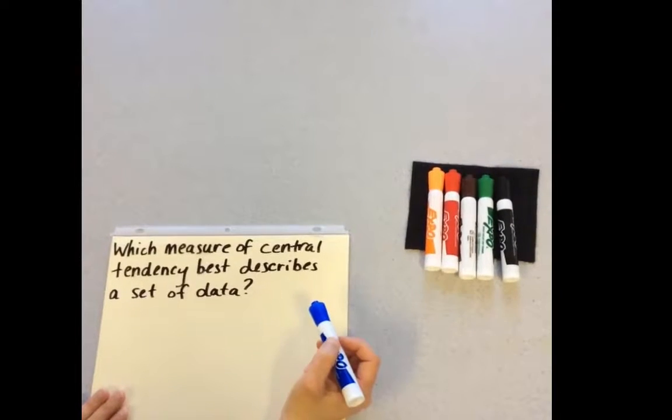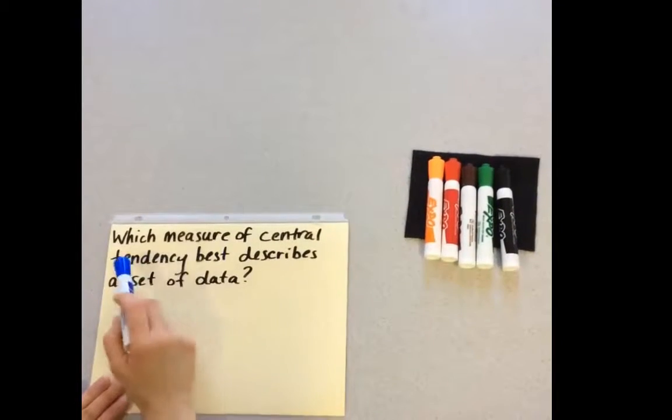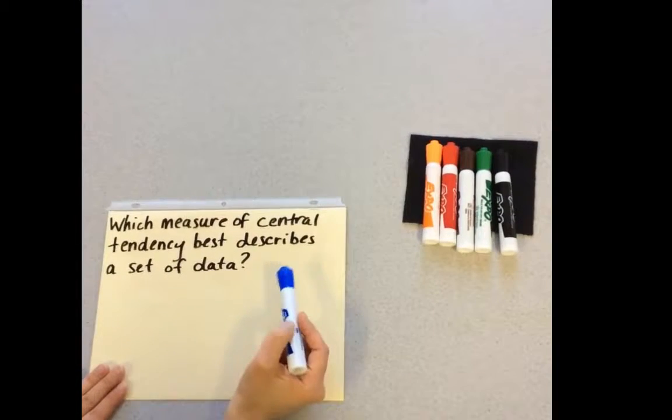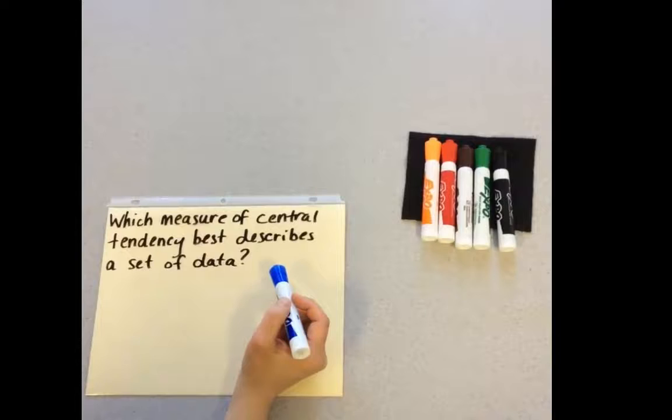Welcome to video 6. This video will discuss which measure of central tendency best describes a set of data. Let's have a look at an example together.